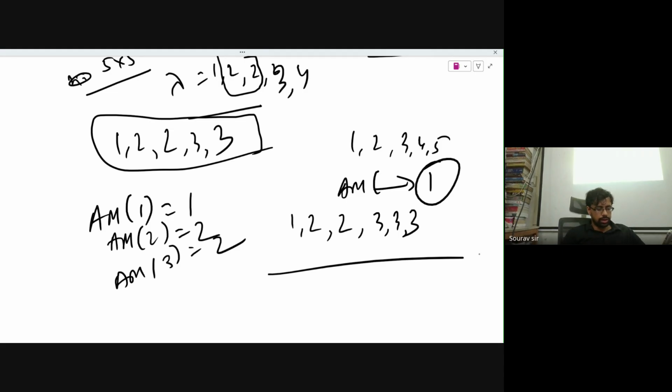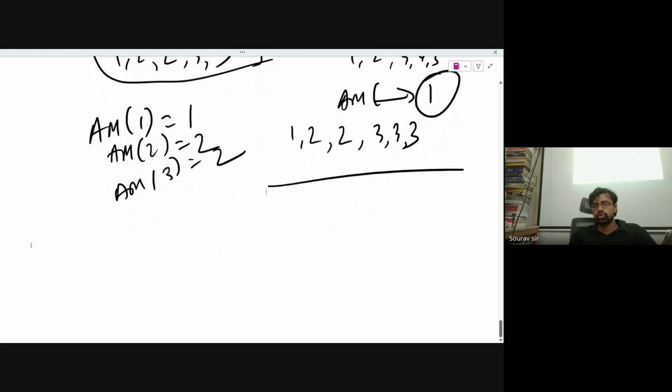Who can tell me? So the algebraic multiplicity of 1 is 1, of 2 is 2, of 3 is 3. But if I want a single answer, then what can I say? Perhaps there is no single answer.